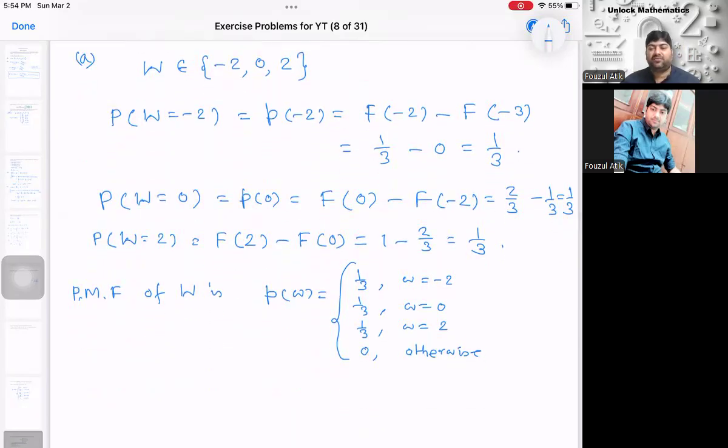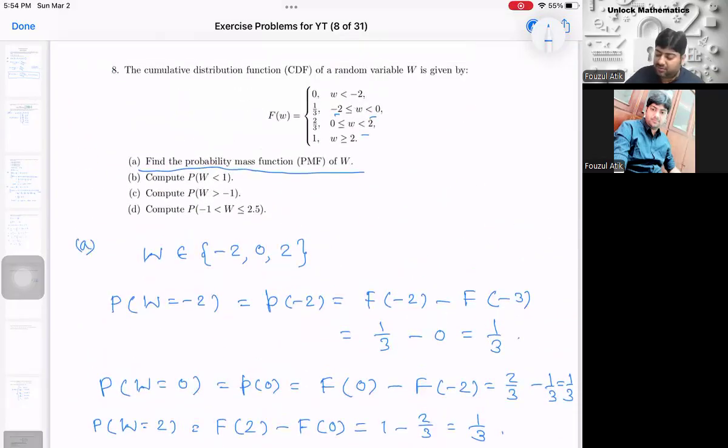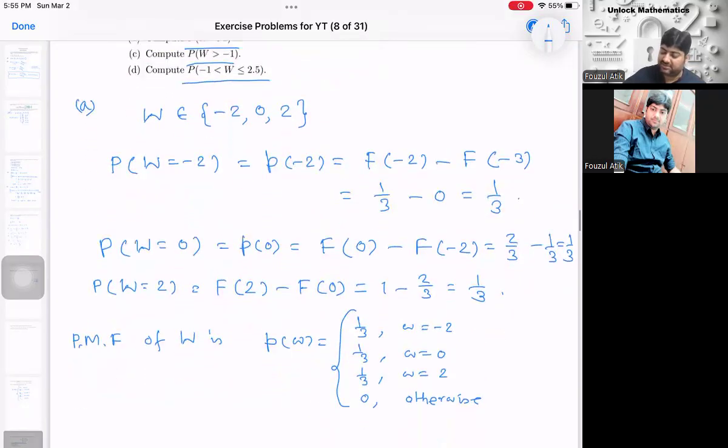And then after that, the other problems are very easy. What was the second one? Compute P of W is less than 1. Compute P of W greater than -1. And compute P of -1 less than W less than or equal to 2.5. So all these things are very easy.